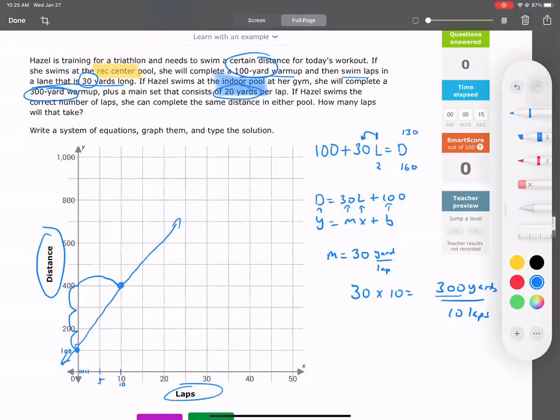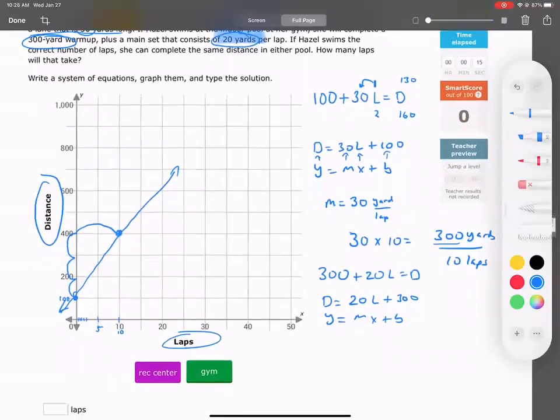Right, so let's try another one here. Let's graph the second one. The second one said if I swam 300 yards, and then for every lap she does at the second pool, the indoor pool, that'd be 20 laps. Rewriting this as D is equal to 20L plus 300. We see this as y equals mx plus b.